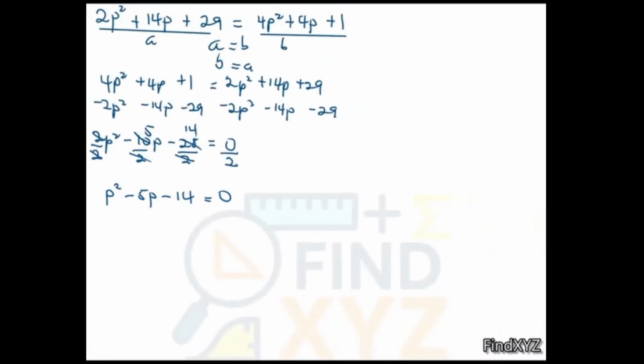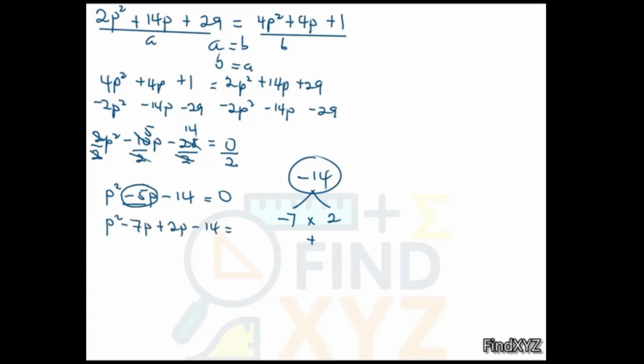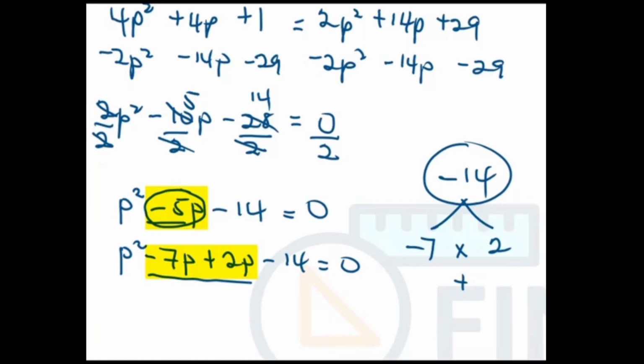Now we can use the method of factorization. What we do is that since the coefficient of P squared is 1, 1 times negative 14 will give us negative 14. Then we try pairs of factors that when we multiply, will give us negative 14, but when we add, will give us the middle term, which is negative 5. What are they? I can use 7 and 2, but which of them should I negate to make sure that the middle term becomes negative 5? I'll negate the 7. So if I multiply negative 7 times 2, I'll arrive at negative 14. And if I add these two terms, I'll arrive at negative 5. So I can express this as P squared minus 7P plus 2P minus 14 is equal to 0. Now this middle term is the same as negative 5P.